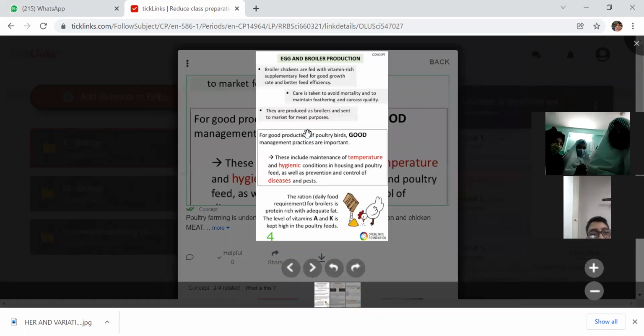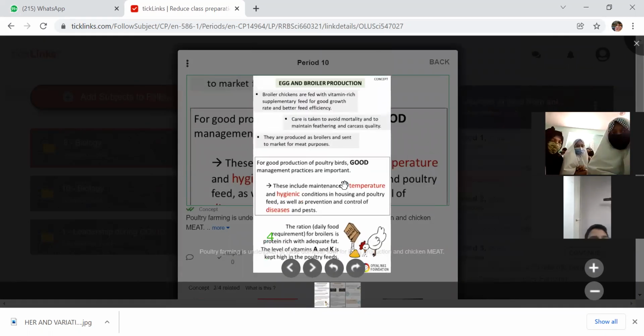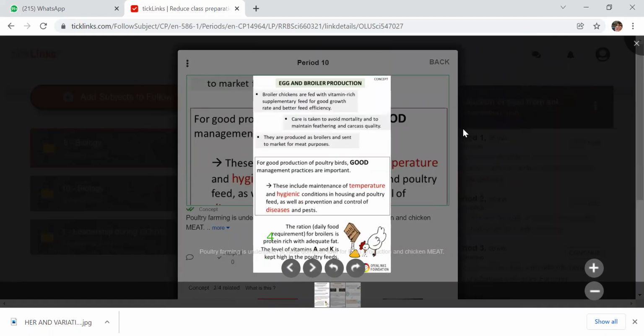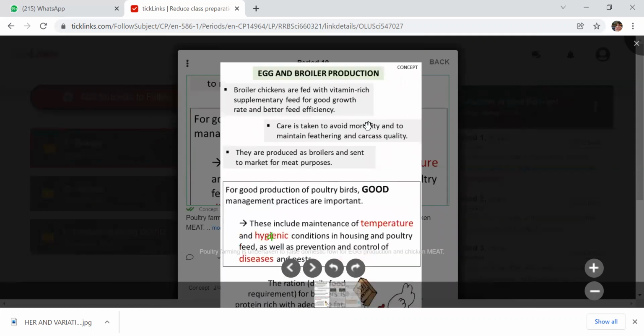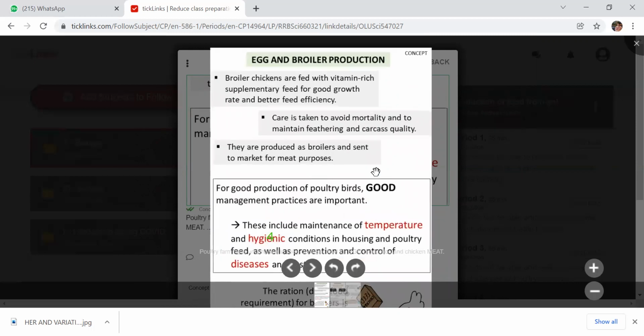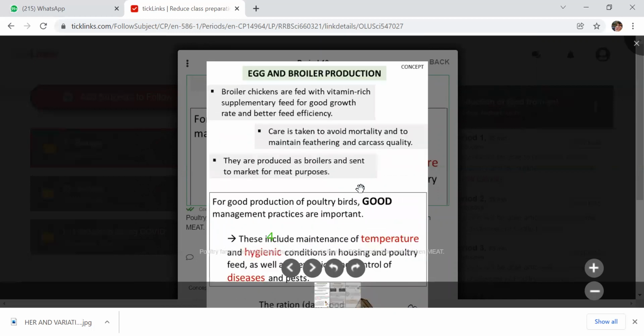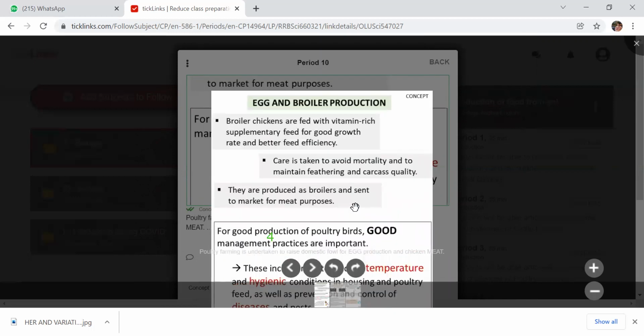So let us see what happened to the production of egg and broiler production. So we have seen that the broiler chickens are fed with vitamin-rich supplementary feed for good growth rate and better feed efficiency. These are very important points. So please note it down into your notebooks. And then once you note down, we will start with it.